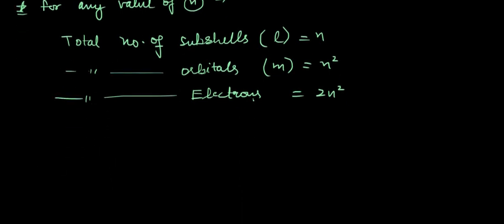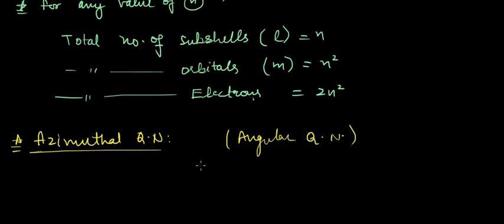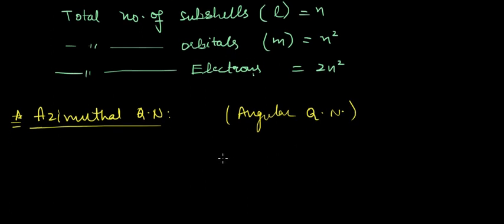So next let's see azimuthal quantum number. So this is also called angular quantum number. Okay, so this quantum number defines filling of electrons in subshell, and also tells about shape of electron cloud in 3D space.